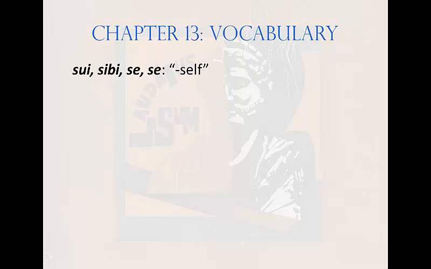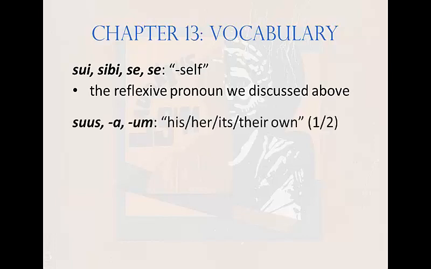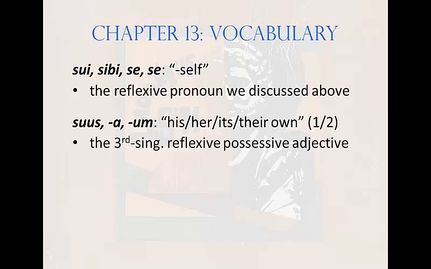The next word is sui, sibi, se, the reflexive pronoun we discussed above. I'm hoping you remember it by now. You need to. You're going to see it a lot. The next word is suus, sua, suum. It means his, her, its, or their own. It's first-second declension. This is the third-person reflexive possessive adjective we discussed above.